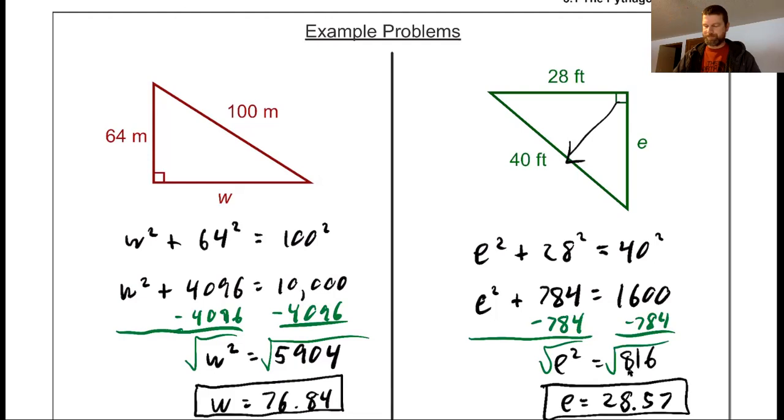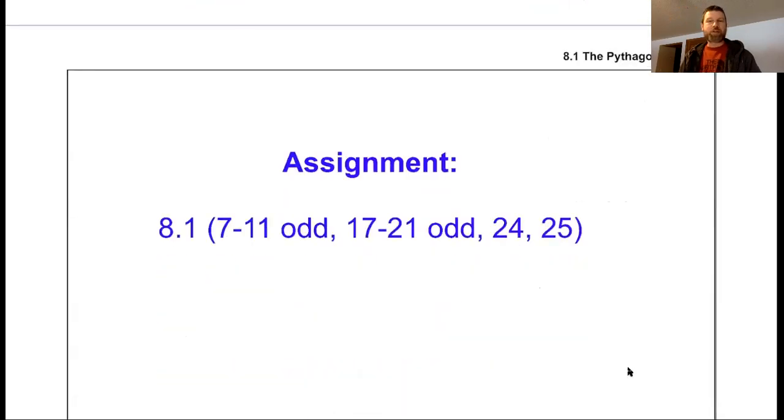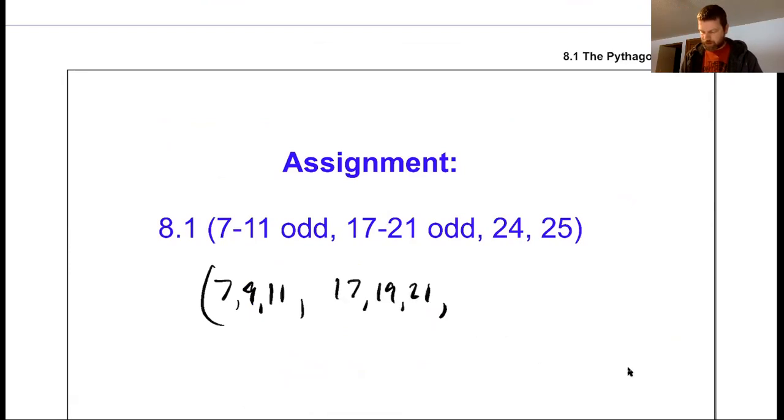There it is. All right, your assignment is just to practice these. There's 7 through 11, the odd problems. So that's 7, 9, and 11. 17 through 21, the odd, which would be 17, 19, and 21. And then just 24 and 25.